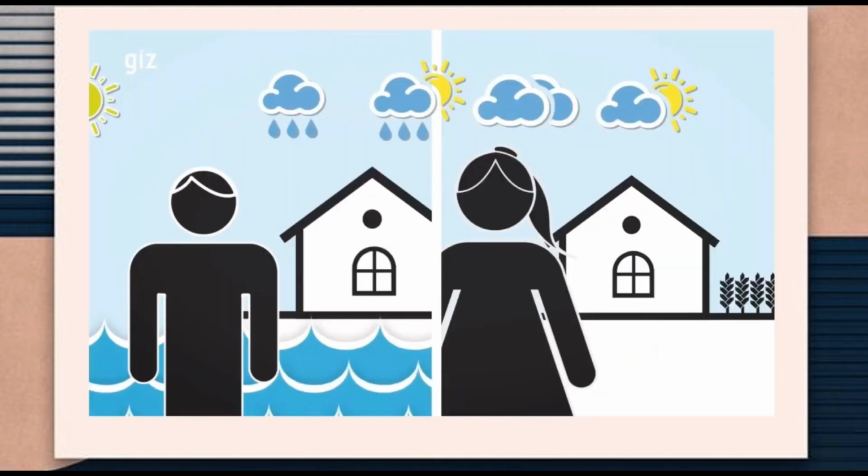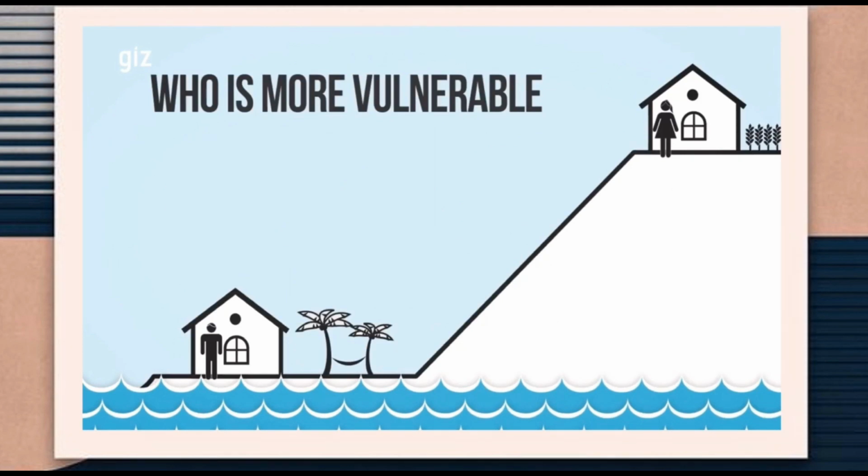Okay, next one. I'd like you to meet Tomas and Maria. This is Tomas and this is Maria. Tomas lives along the shoreline, malapit sa tabing dagat, while Maria lives in the highlands, or sa bundok siya nakatira, or sa taas ng bundok. So when it comes to flooding, or sabihin na natin nagkaroon ng bagyo at nagkaroon ng pagbaha, who do you think is more vulnerable? Is it Tomas or Maria?